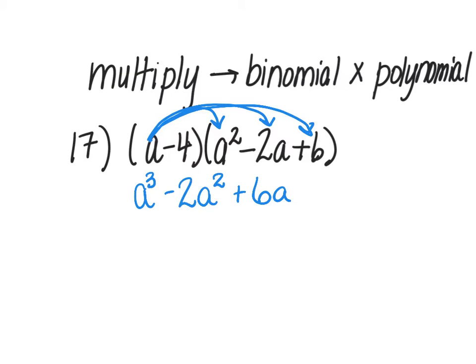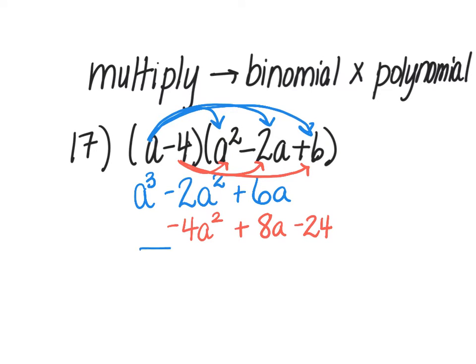Now we're going to distribute the negative 4 to the three terms. So negative 4 times a squared is negative 4a squared. Notice I'm lining it up with the other like term that is an a squared term. We have negative 4 times negative 2a, that's going to be a positive 8a. And then last we have our constants. Negative 4 times positive 6 is negative 24.